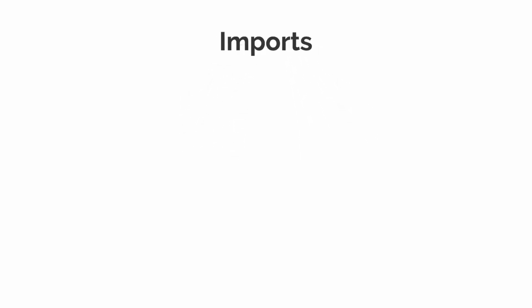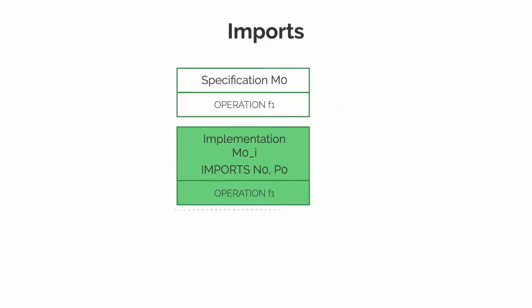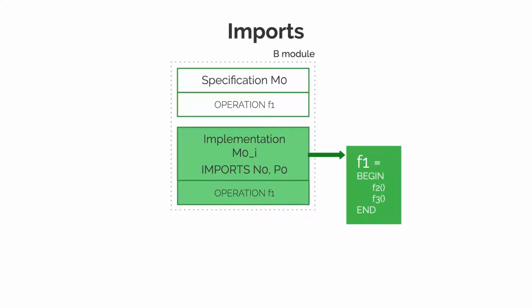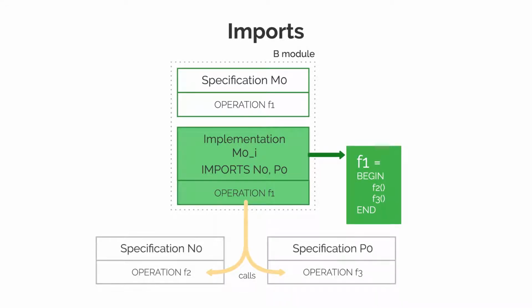An implementation imports other abstract machines in order to implement data and operations with the lower level machines. The imports clause may only appear in implementations. In our example, the implementation M0Y imports both N0 and P0. Operation F1 may call the operations F2 and F3 declared in these two components. F2 and F3 may also be used to initialize the variables in M0Y.